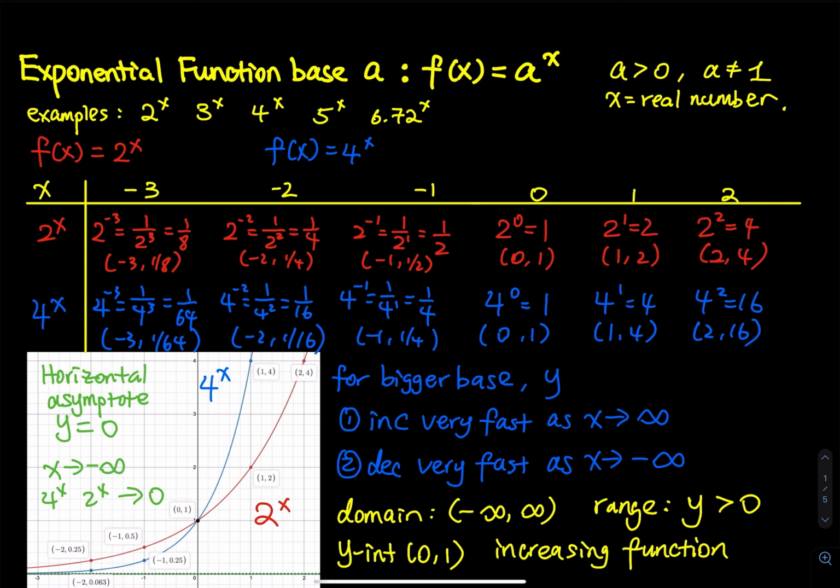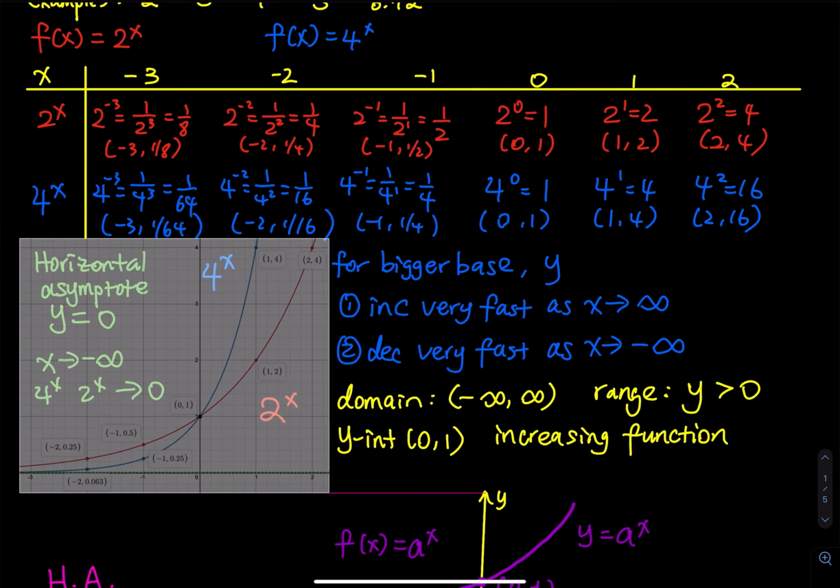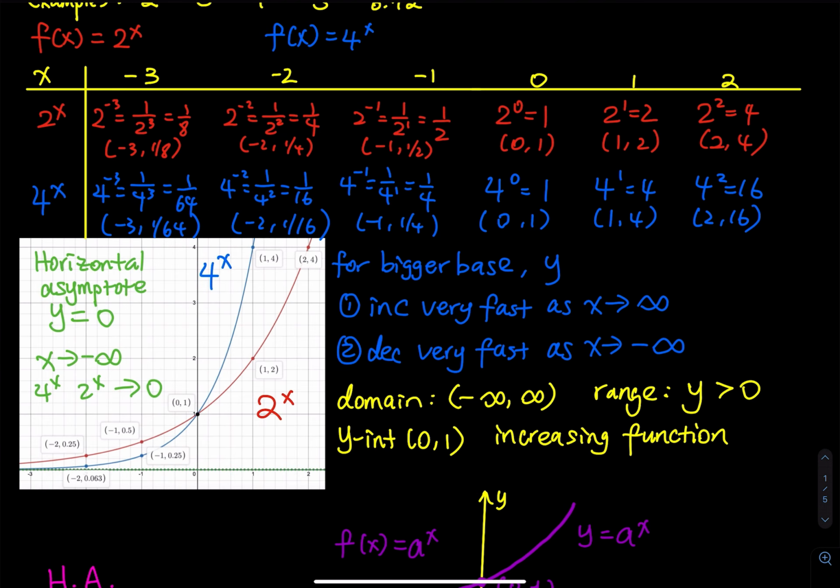All right, so you plot these points, and then you connect the points, and then you will see two curves. I have the curve right over here. The blue one is for 4 to the x, and the red one is for 2 to the x. Now, what do you see here? The first thing I see is that for the bigger base, which is 4 to the x, as x increases, the function increases really fast. Do you see that once x is greater than 0? When x is greater than 0, the function 4 to the x goes up much faster compared to 2 to the x.